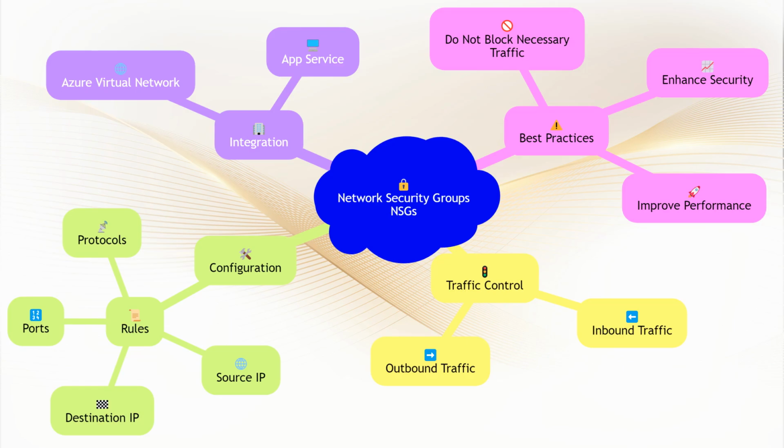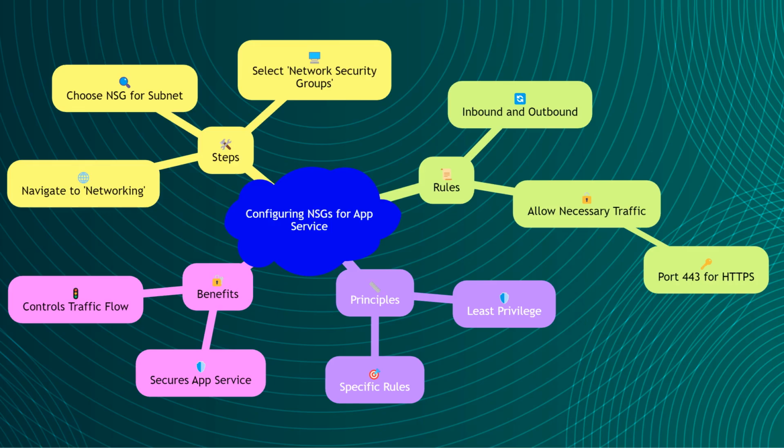NSGs are essential for securing your app service when it is integrated with a VNet. Ensure that your NSG rules do not block the necessary traffic required for your app to function correctly. Properly configured NSGs enhance the security and performance of your application. To configure NSGs for your app service, navigate to the networking section of your virtual network in the Azure portal.